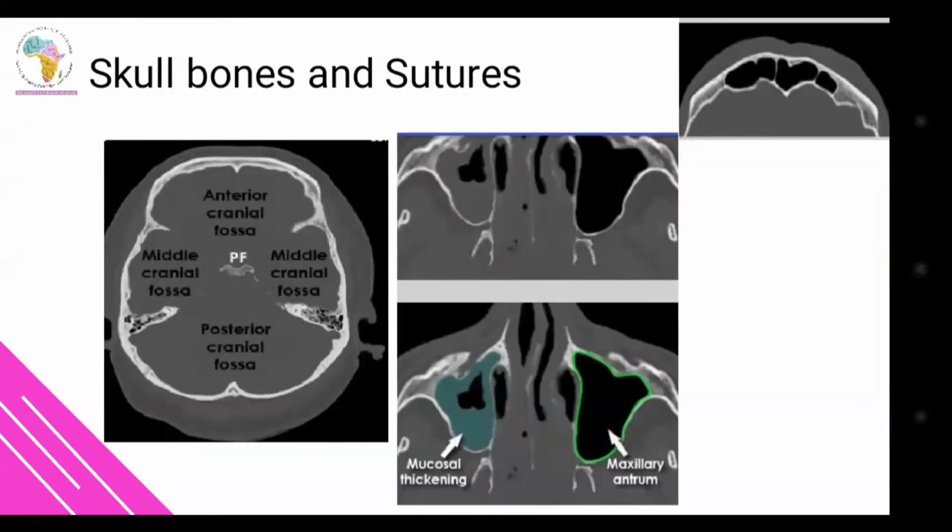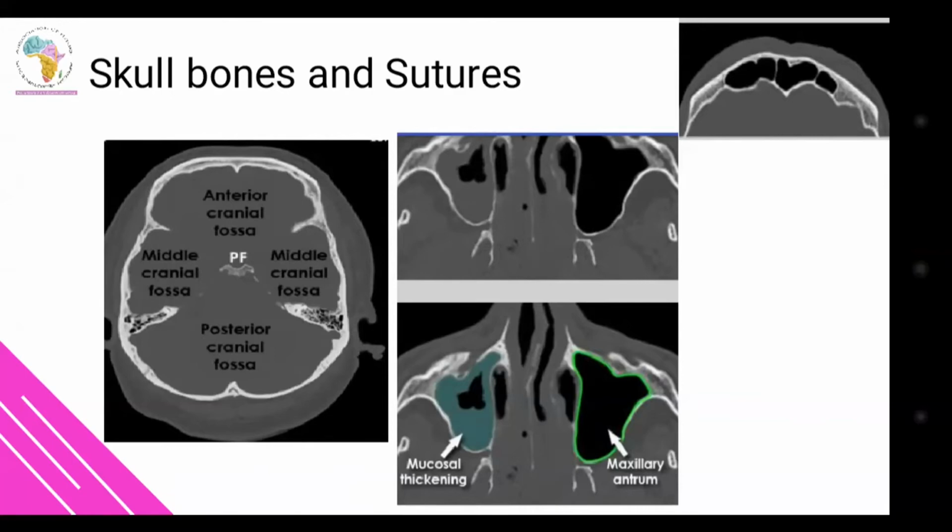So still talking about the skull base, the skull bones, as you can see here, you have the different fossae. You have the posterior cranial fossa, which accommodates the cerebellum. You have the middle cranial fossa, which accommodates mostly the temporal lobe. And you have the anterior cranial fossa, which accommodates mainly the frontal lobe.